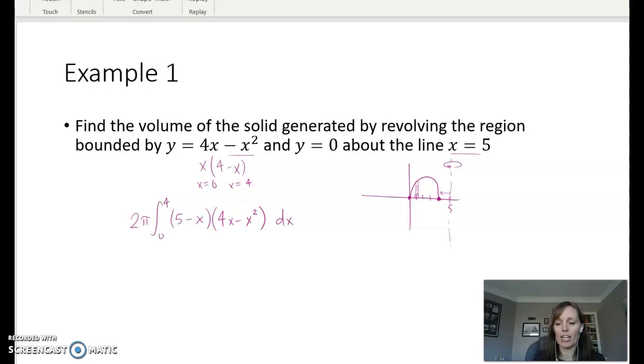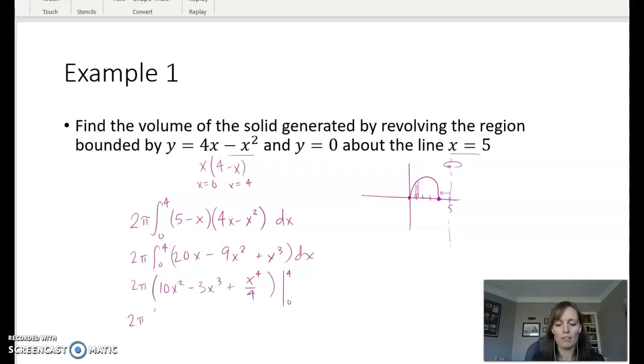And here I've created the integral that needs to be solved. So I'm going to multiply this out, and I'm going to get 20x minus 9x squared plus x to the third. And then I'm going to antiderive this to get 10x squared minus 3x to the third plus x to the fourth over 4. And this is being evaluated from 0 to 4.